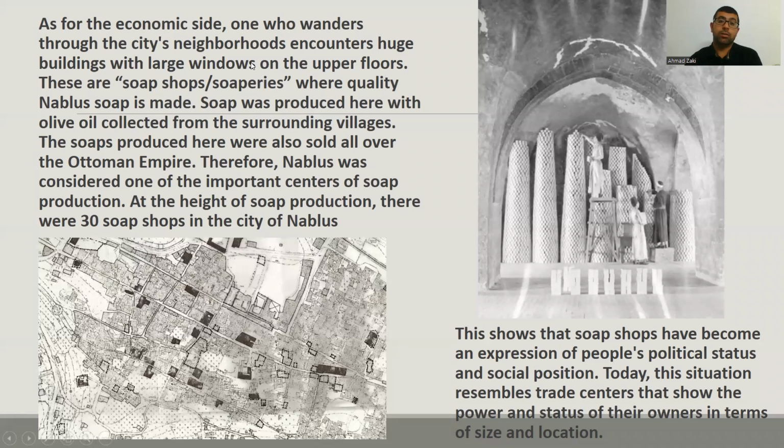As for the economic side, one who wanders through the city's neighborhoods encounters huge buildings with large windows on the upper floors. There are sabbaneh, soap shops, where quality Nablus soap is made. Soap was produced here with the olive oil collected from the surrounding valley. The soap produced here was also sold all over the Ottoman Empire. Therefore, Nablus was considered one of the important centers of soap production. At the height of soap production, there were 30 soap shops in the city of Nablus.